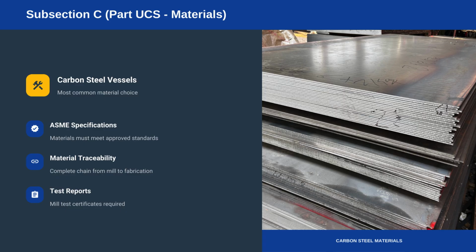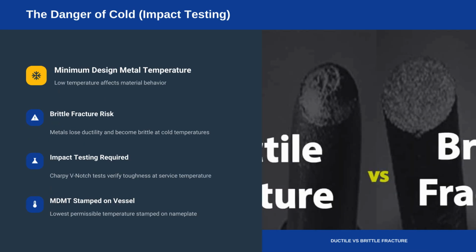Subsection C, part UCS, covers carbon steel. The golden rule here is traceability. You cannot use mystery metal. Every plate must have an ASME-approved specification and mill test reports. If you don't have the paperwork to prove the chemistry, you cannot build the vessel.